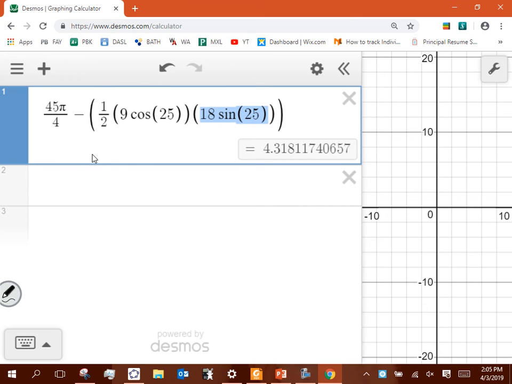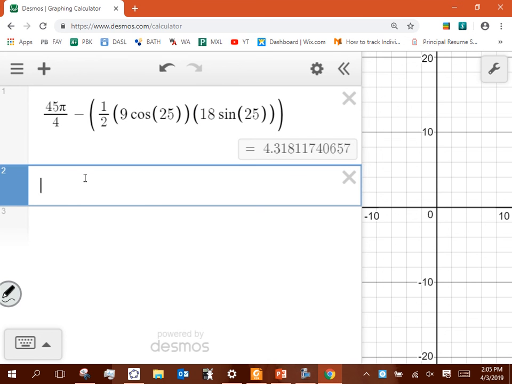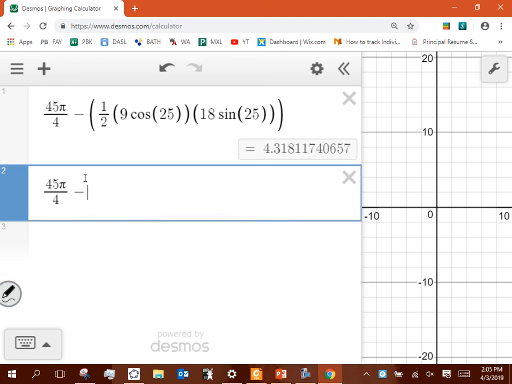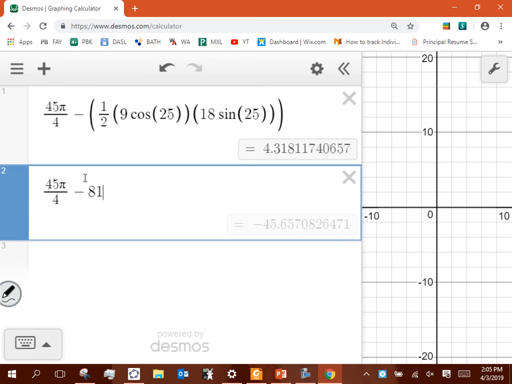If they were to ask you to leave this as an exact answer, which they're not going to do with sine and cosine, you could, though. You could take, what's half of 18? 9. So those two things give me 9. Multiply by this 9 gives me 81, right? So if I wanted to, then we'd have cosine 25, sine 25, and you see it gives me the same thing. So I could multiply those rational numbers together.